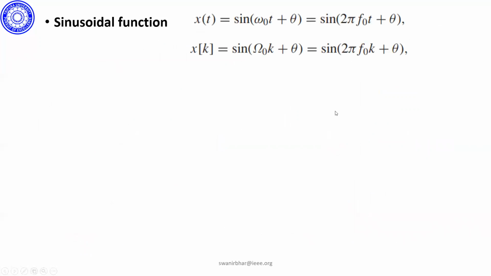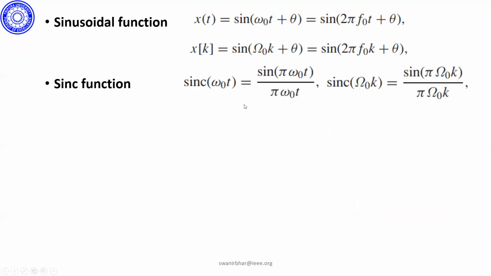So the sinusoidal function equations are here. Sine 2 pi f0 t, f is the frequency, t is the time, or here k is the discrete time. The sinc function is sine of pi omega 0 t by pi omega 0 t, or in case of the discrete version, the discrete frequency is omega 0 and omega 0 k.